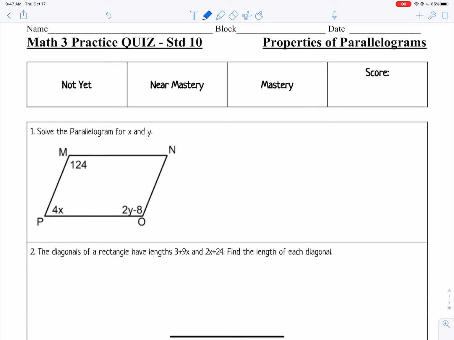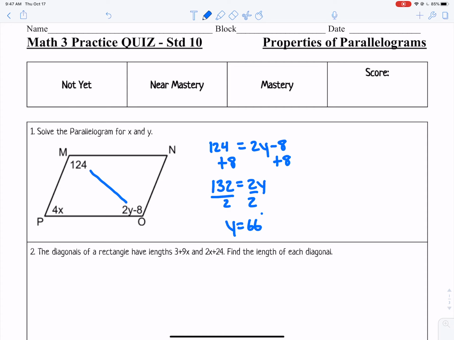So if we think about the properties of a parallelogram that relate to our angles, we know that opposite angles are congruent. And so 124 we know would equal 2y minus 8, and that will help me solve for y. So I'm going to start there. I'm going to add the 8 to both sides, so I get 132 equals 2y, and then just divide by 2. So I quickly get y equals 66.